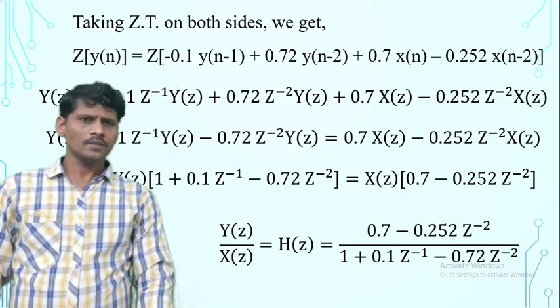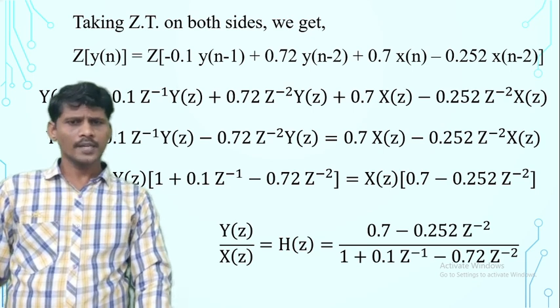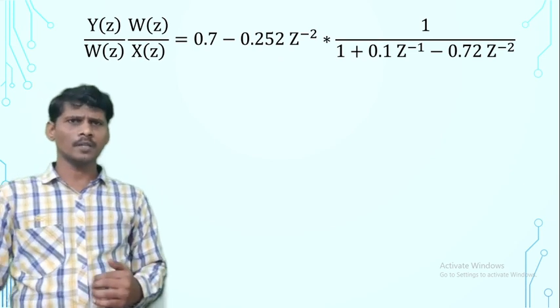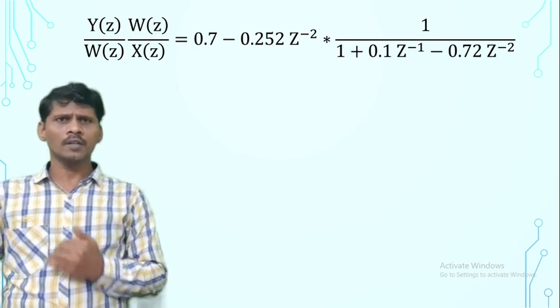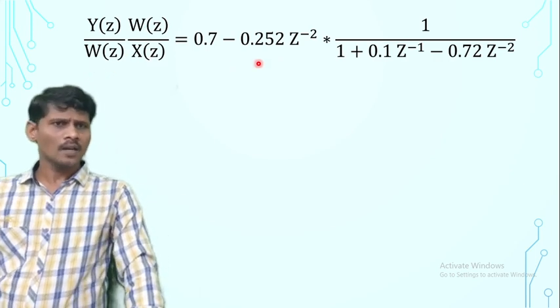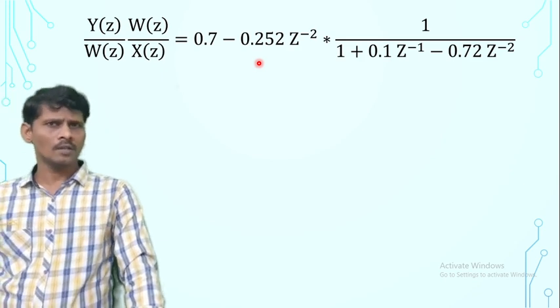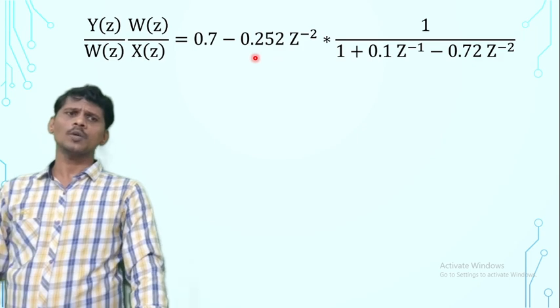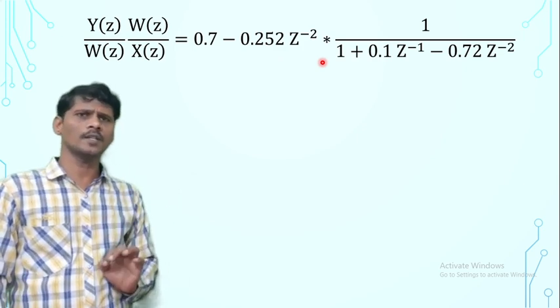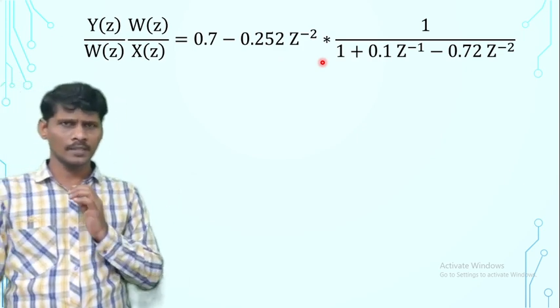This system function may also be arranged for the direct form 2 realization structure. Now we are going to draw the direct form 2 realization structure. Because of that, the above system function may be arranged by multiplying numerator and denominator by W of z, as Y of z by W of z into W of z by X of z is equal to 0.7 minus 0.252 z power minus 2 into 1 divided by 1 plus 0.1 z power minus 1 minus 0.72 z power minus 2.